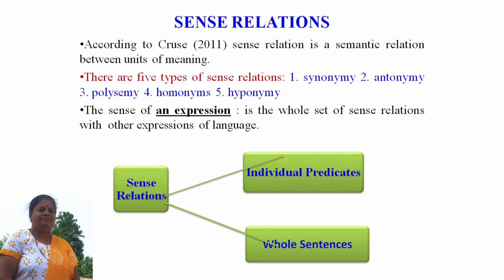Sense relations. According to Cruse, sense relation is a semantic relation between units of meaning. There are five types of sense relations: synonym, antonym, polysemy, homonyms, and hyponymy. The sense of an expression is the whole set of sense relations with other expressions of language.